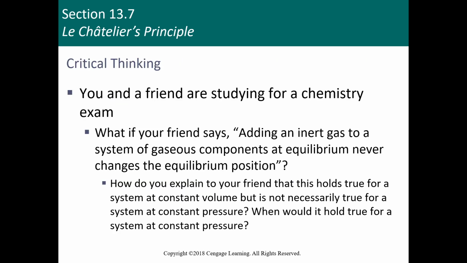So you and a friend are studying for a chemistry exam. What if your friend says adding an inert gas to a system of gaseous components at equilibrium never changes the equilibrium position? How do you explain to your friend that this holds true for a system at constant volume, but is not necessarily true for a system at constant pressure? When would it hold true for a system at constant pressure?